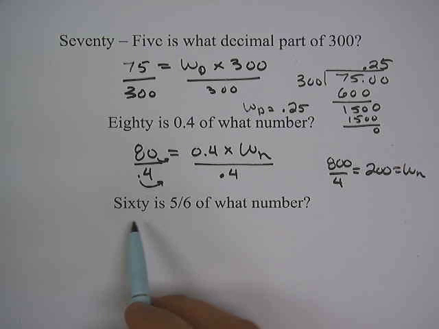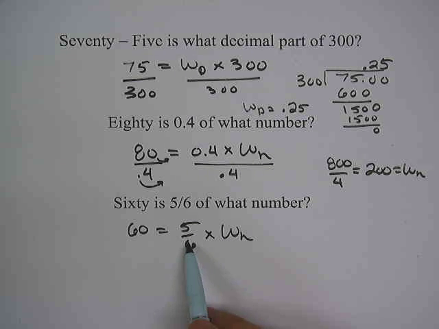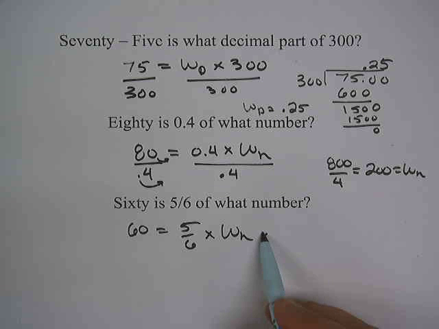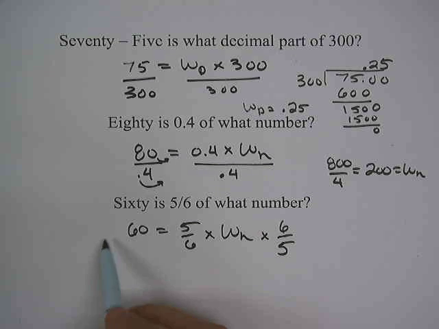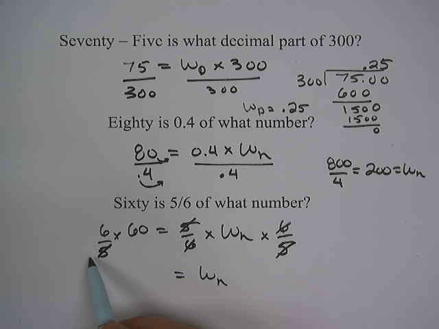For the last one we're looking at, 60 is 5/6 of what number? Now, since we're multiplying by a fraction, it means we would divide. But in this case, since we're dividing by a fraction, we will multiply by its reciprocal. 6 is reduced, the 5 is reduced. That leaves us with what number? Over here we can reduce the 5 and the 60. 6 times 12, the number we're looking for, is 72.